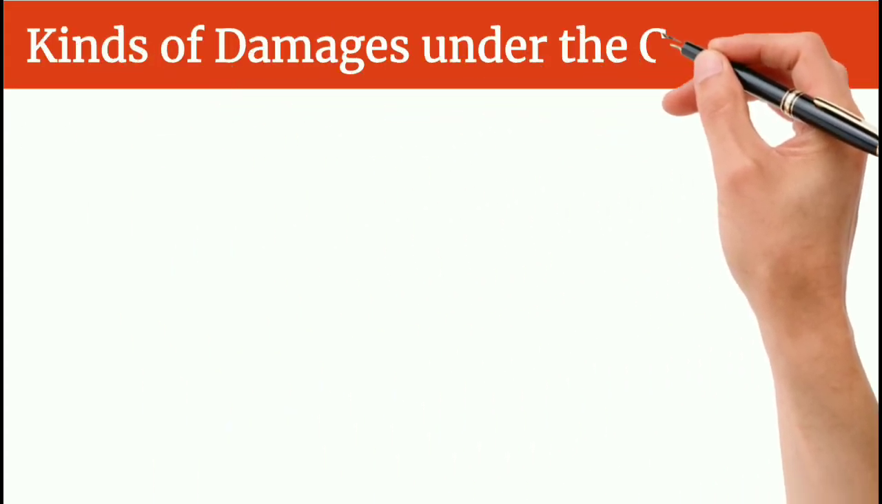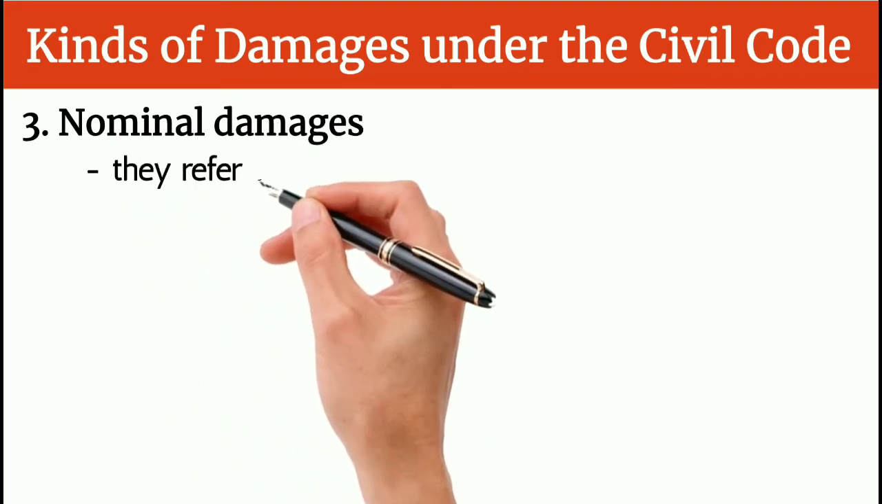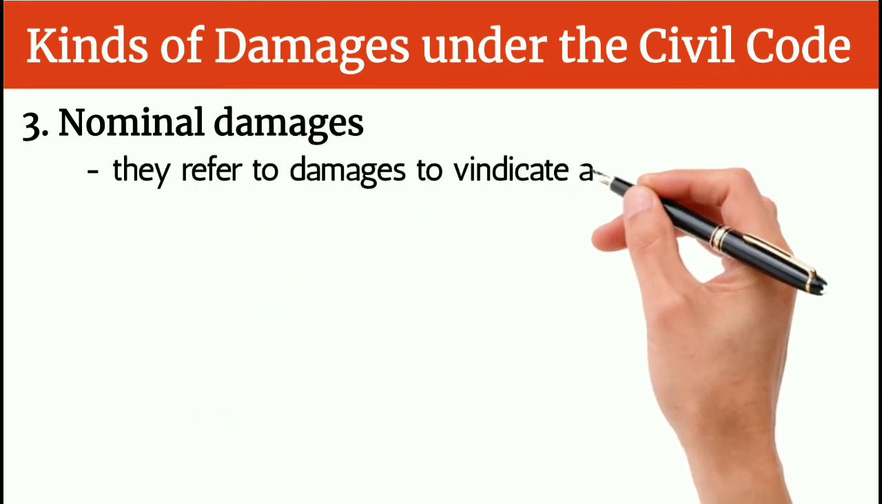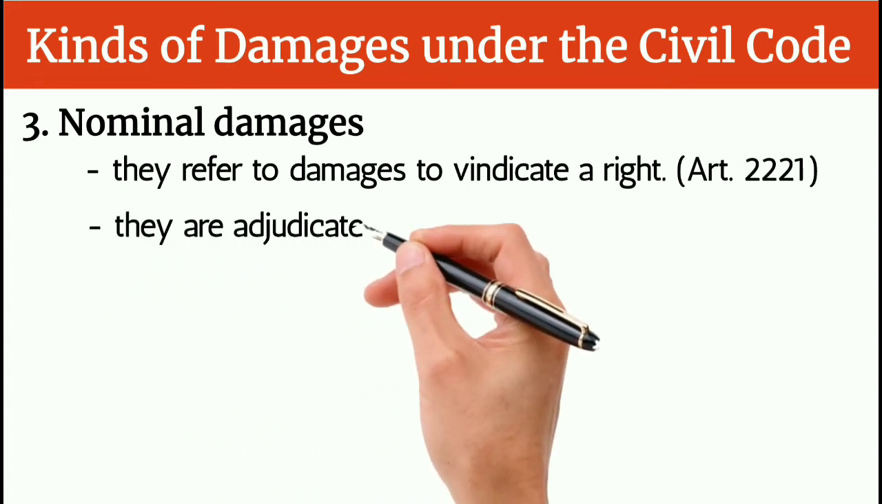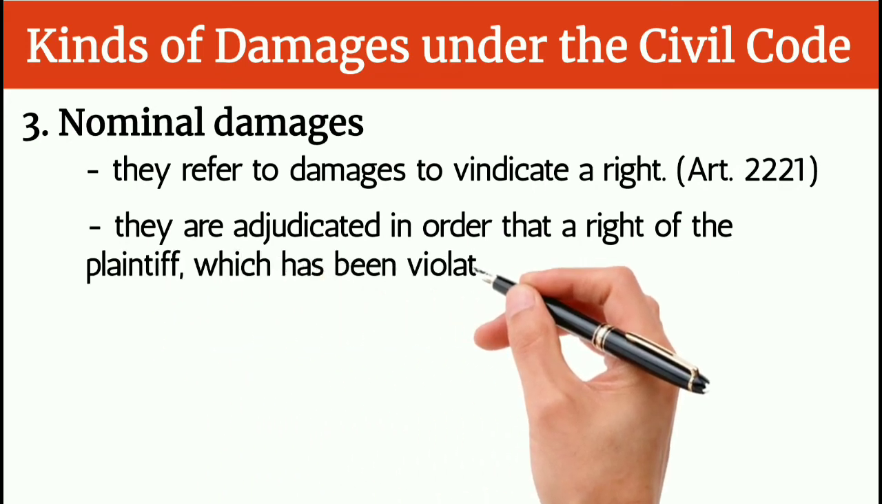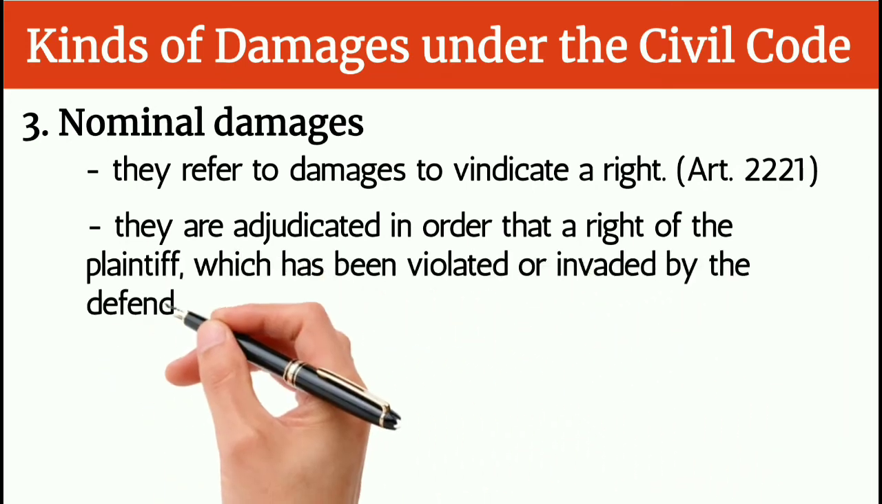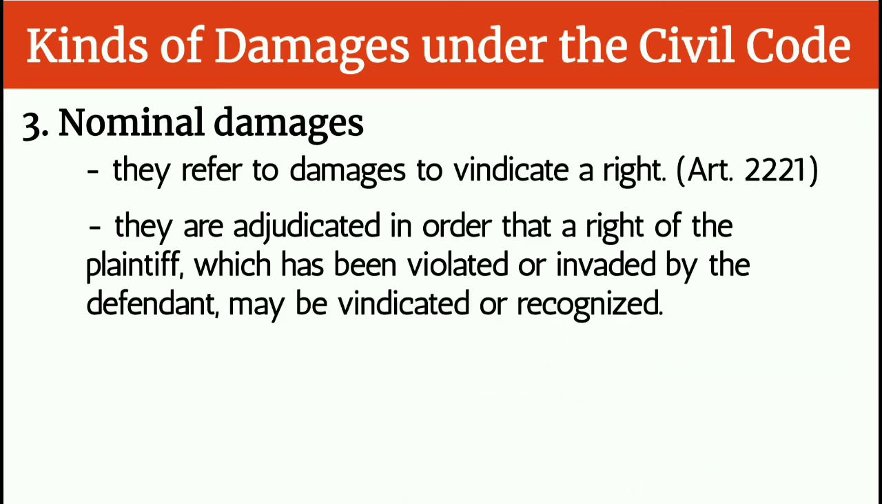The third kind of damages is nominal damages. Nominal damages refer to damages to vindicate a right. This is Article 2221 of the new Civil Code of the Philippines. The word vindicate means to defend. Nominal damages are adjudicated in order that a right of the plaintiff which has been violated or invaded by the defendant may be vindicated or recognized.